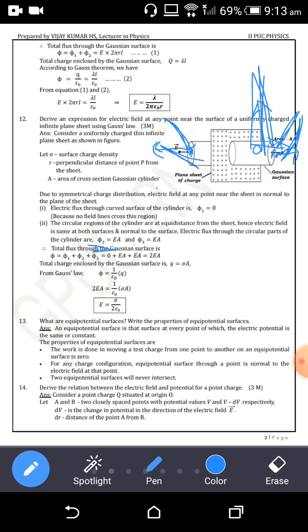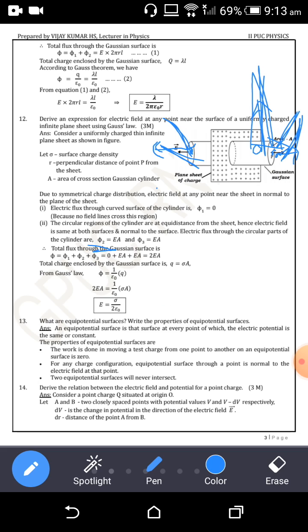Now, according to Gauss law, the equation is phi is equal to q by epsilon naught. Substituting the value of q, you are going to get phi equal to sigma A divided by epsilon naught.